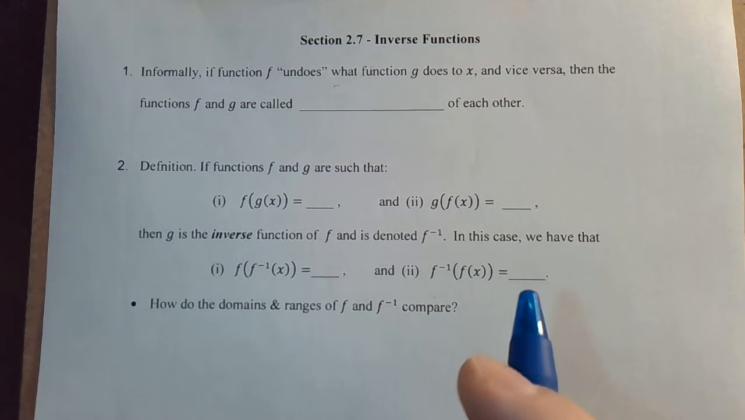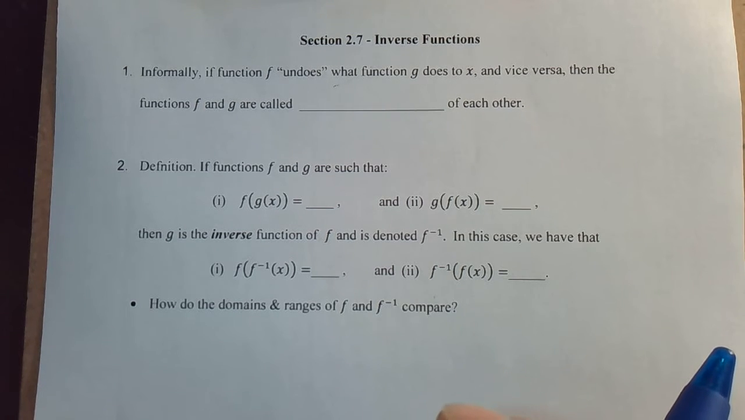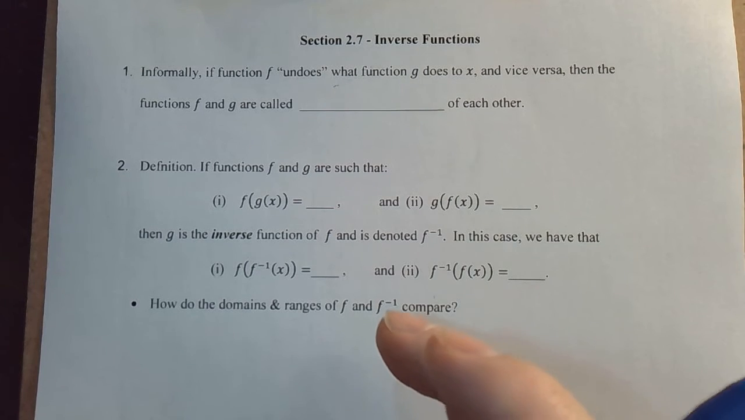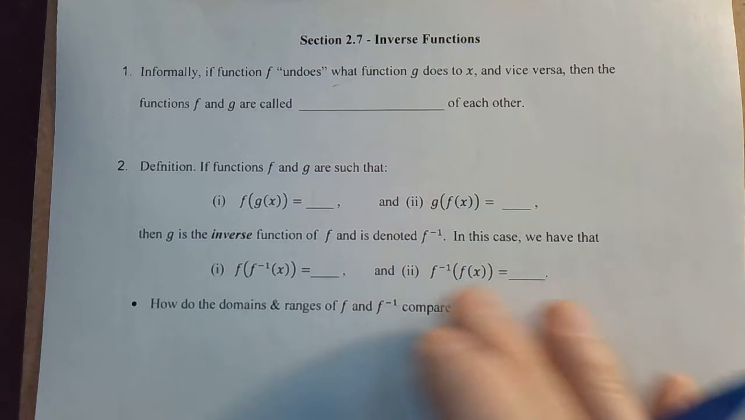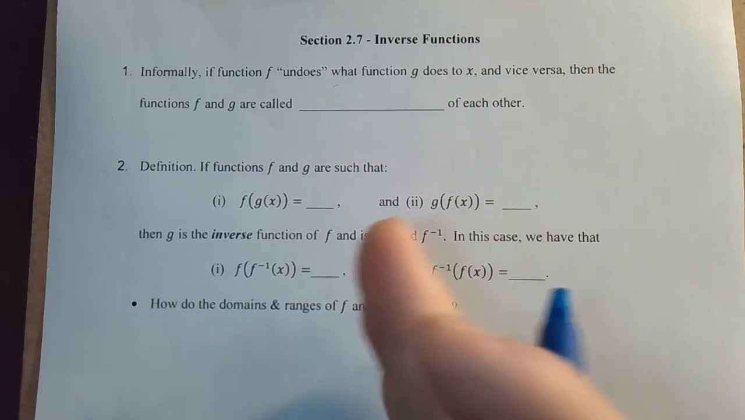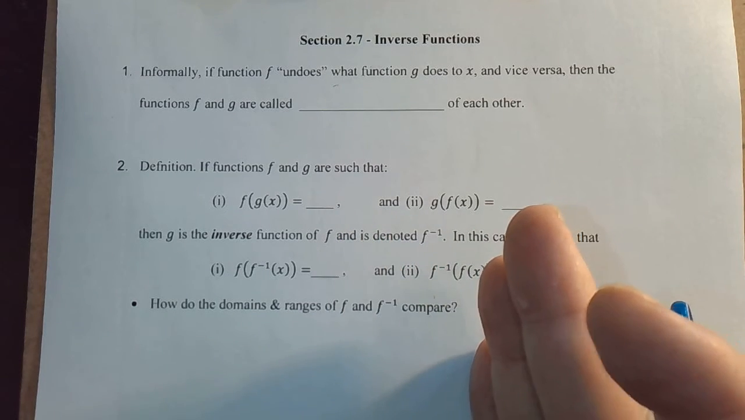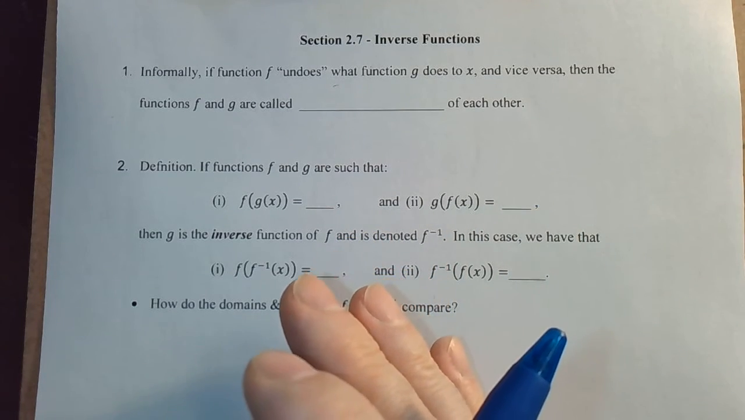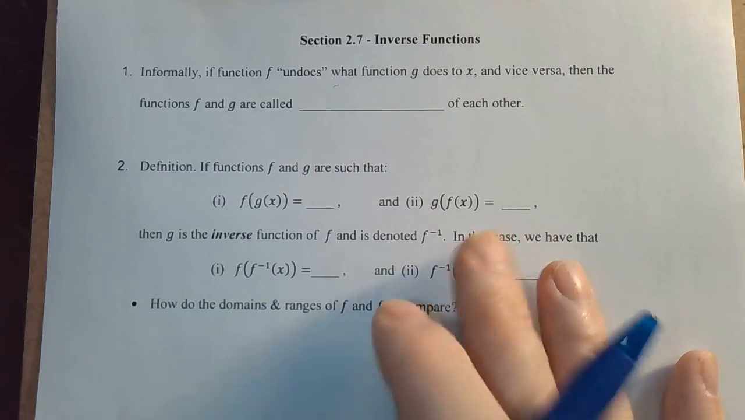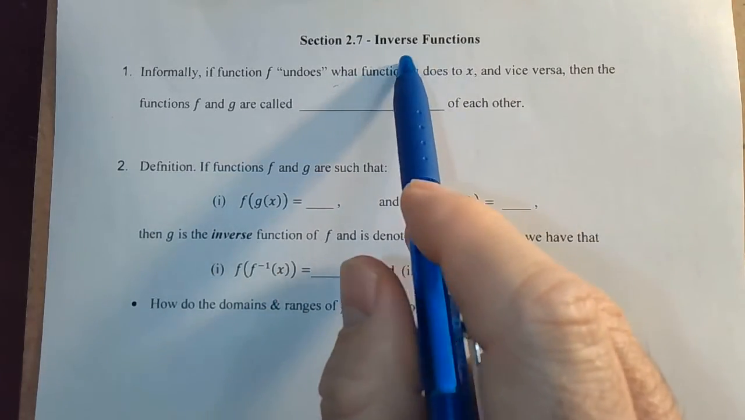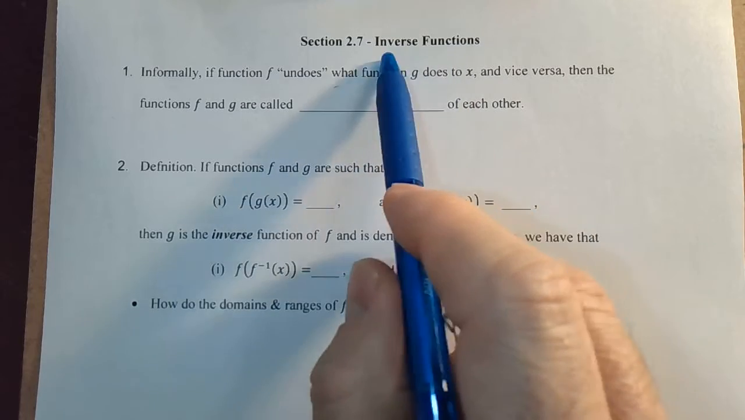In the previous section, we looked at combinations of functions, how to make a new function from two or more other functions. One of those combinations of functions was called the composition of functions, f composed with g or g composed with f. And we'll use that composition of functions in this section to prove whether or not two functions are inverse functions of each other.